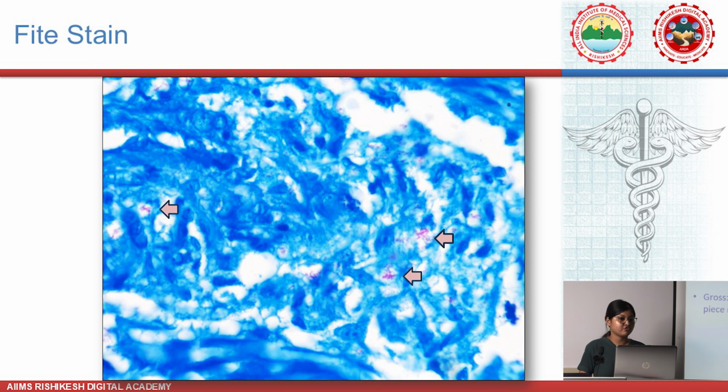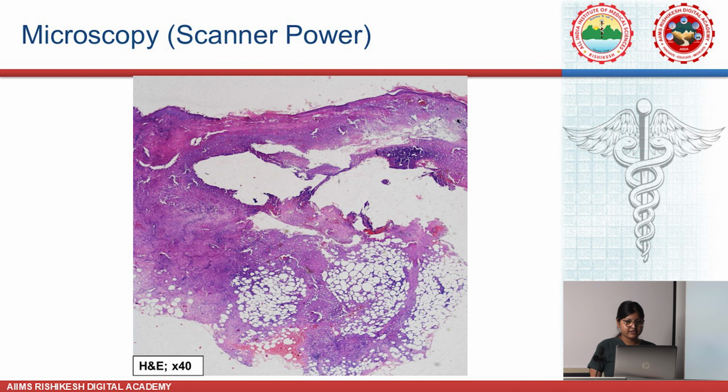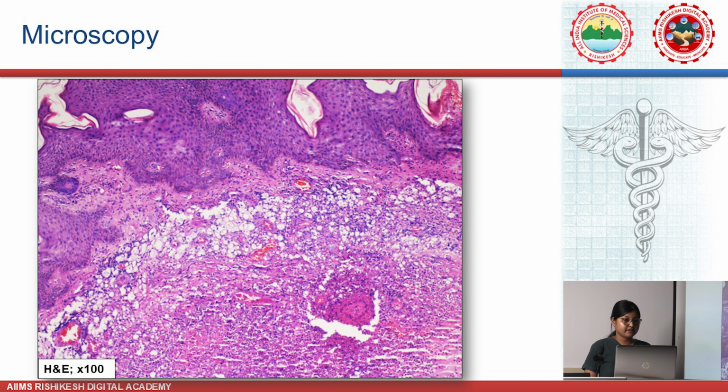So the second biopsy was from the necrotic lesion, and grossly we received a single skin-covered soft tissue piece measuring 0.6 into 0.4 into 0.3 centimeters, and it was embedded. On the scanner view, we can appreciate here again all the layers of the skin. However, the epidermis is thinned out. Also, there is a focal area of necrosis and ulceration. The entire dermis is showing dense inflammation, which is extending deep down into the deeper dermis as well as in between the subcutaneous fat.